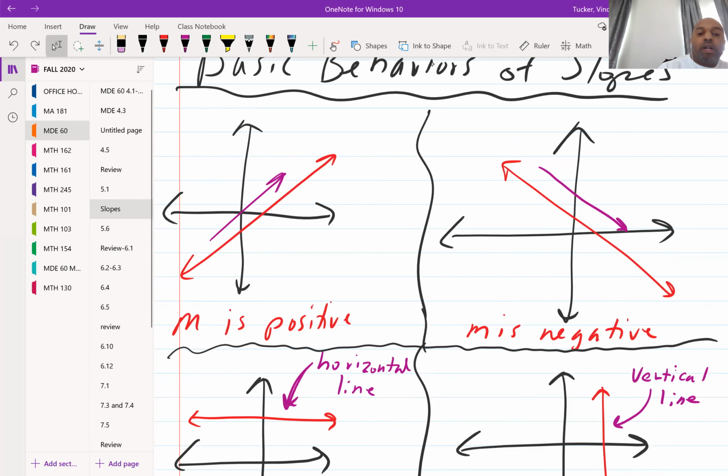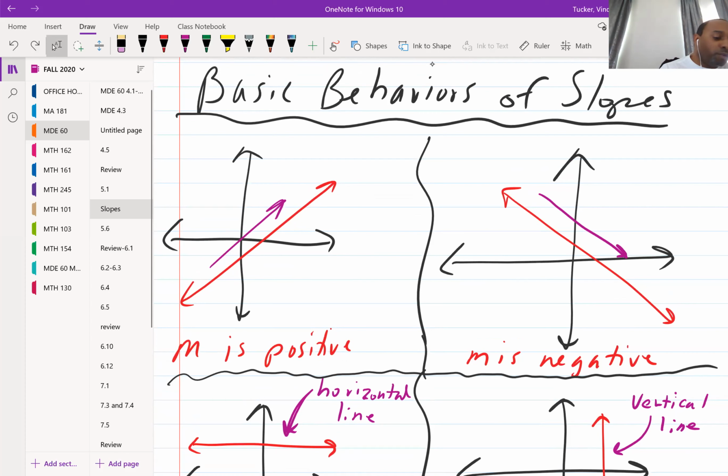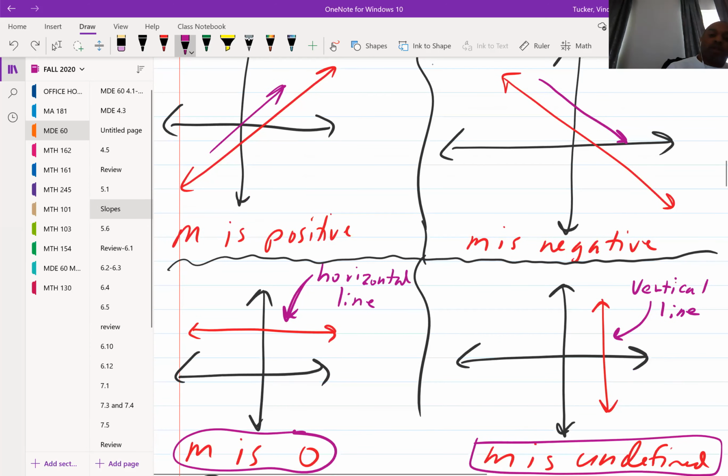All right. So the basic behaviors of your slope. You have 4 different types of behaviors, or 4 different ways that your slope could behave. If you follow your graph from left to right, in other words, like I said, following from left to right, if your graph goes up, your slope is positive. Following from left to right, if it goes down, your slope is negative. If you have a horizontal line, your slope is 0. Vertical line, your slope is undefined.